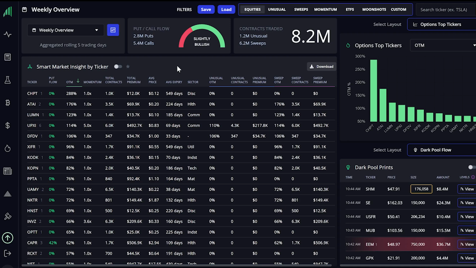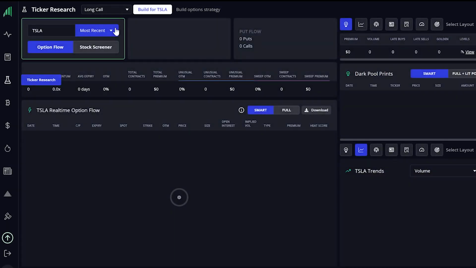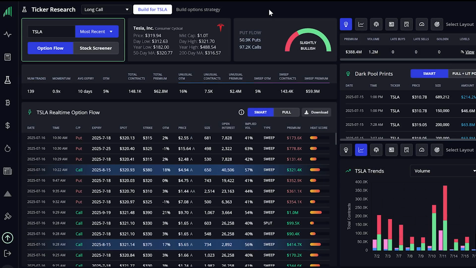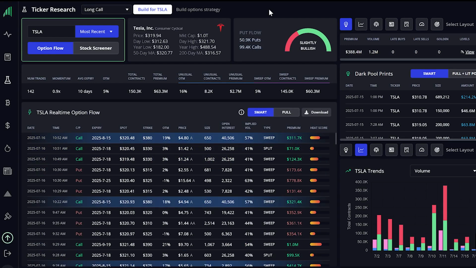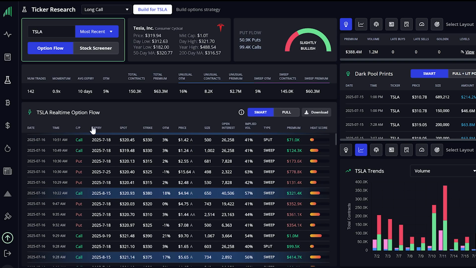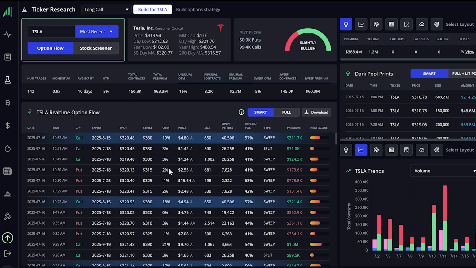So now I want to go into ticker research, which is one of the more exciting aspects of Insider Finance and something that really differentiates it from other options flow platforms. Once you've found a ticker that's undergoing unusual options activity that you want to dig into more, you can pull up the ticker research to find a flow feed just for that specific ticker.